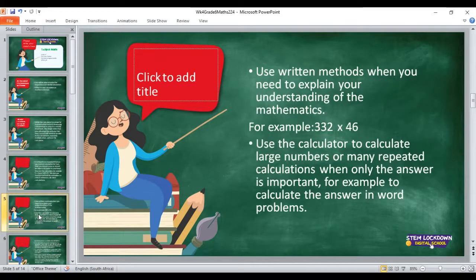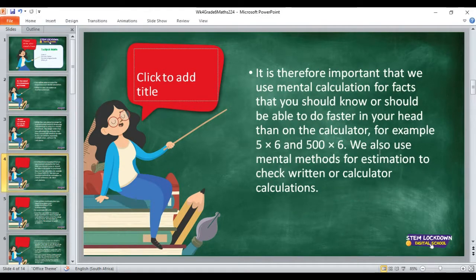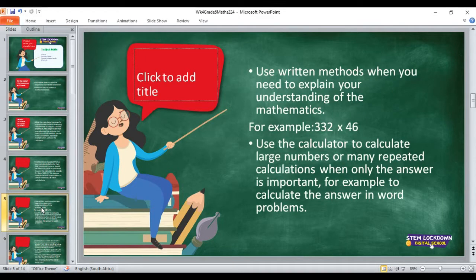Let me give you this example here. Remember, as I was saying, on the grid that we did on Tuesday, we had a similar calculation like this one, where we are able to say 5 multiplied by 6 is equal to 30, and also 500 multiplied by 6 equals 3,000. Those are the mental calculations that we should be able to calculate without the use of a calculator.